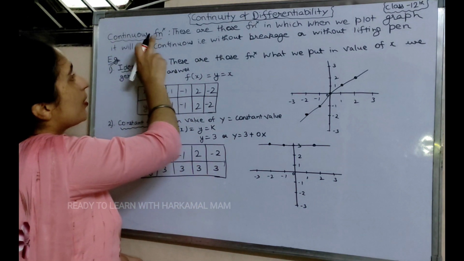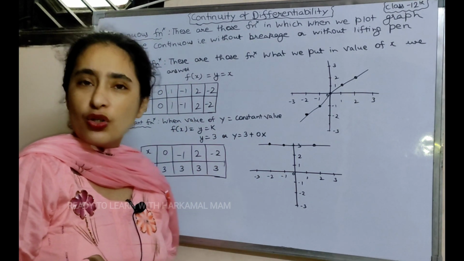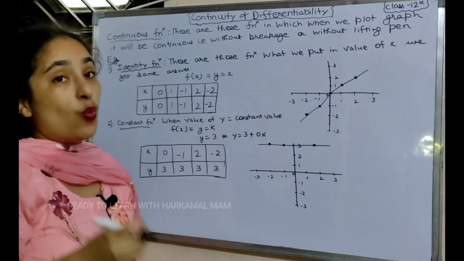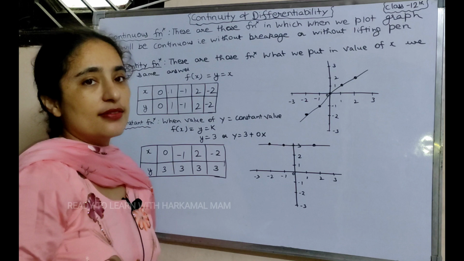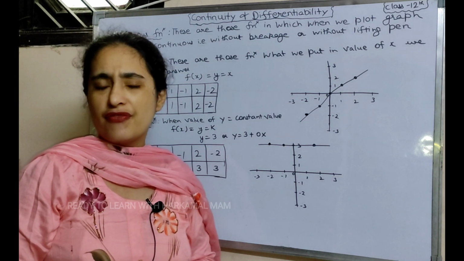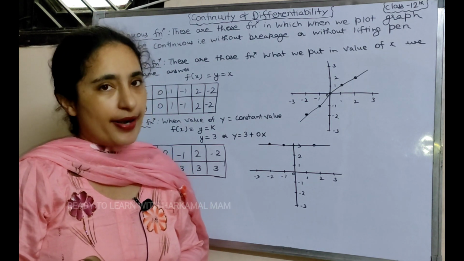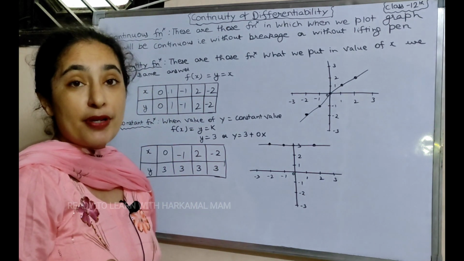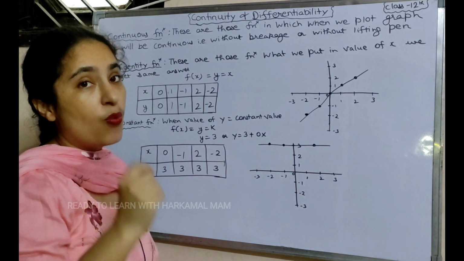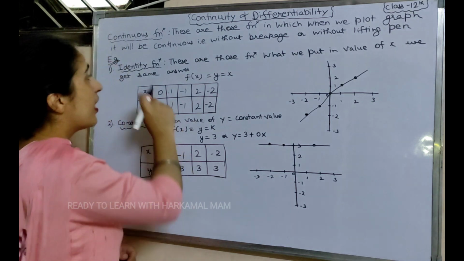Firstly, continuous functions. These are those functions in which, when we plot a graph, it will be continuous. That is, there is no breakage. What does it mean? For example, the first example of a continuous function is the identity function.